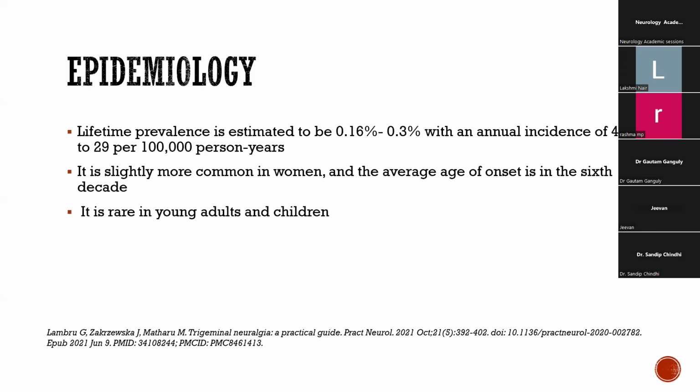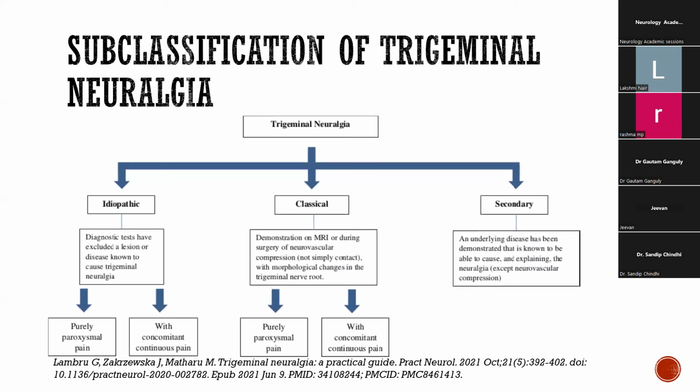So the lifetime prevalence is estimated to be 0.16 to 0.3% with an annual incidence of 4 to 29 per 1 lakh person years. It is slightly more common in women, and the average age of onset is in the 6th decade. It is rare in young adults and children.